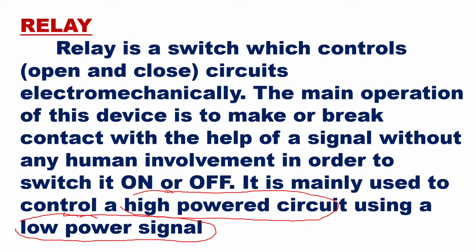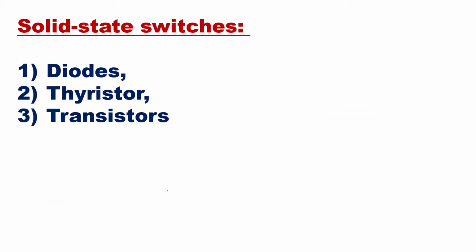Then we'll go to see what are solid state switches, in which we'll see what is a diode, what is a thyristor, and what is a transistor. In a thyristor, we'll see what is an SCR, that is silicon controlled rectifier, and we will see what is a TRIAC. Now here first we'll go to see what are diodes.